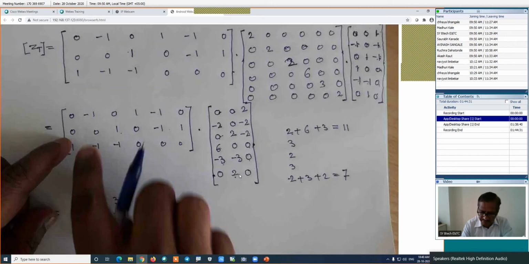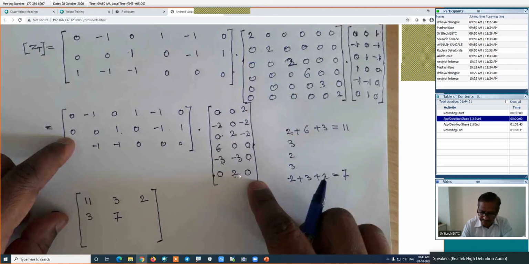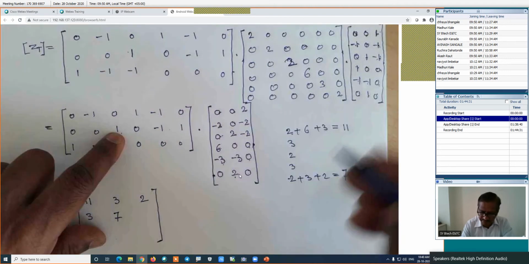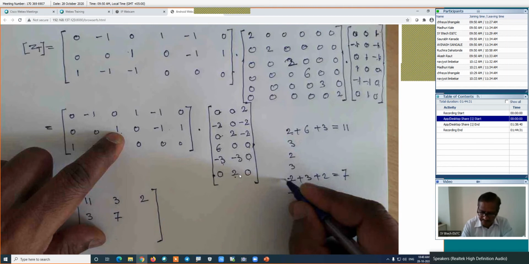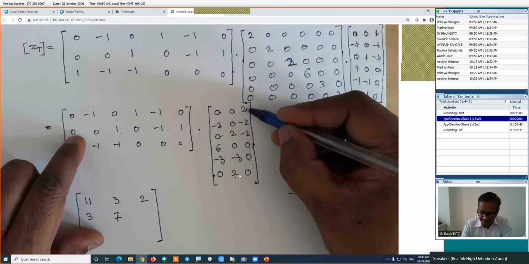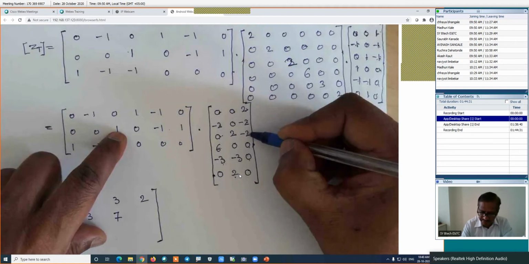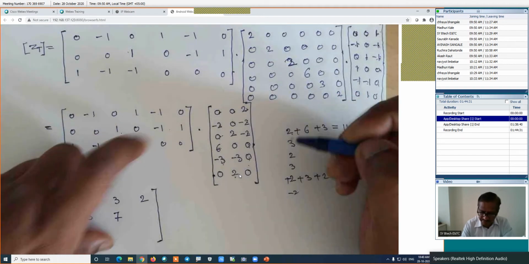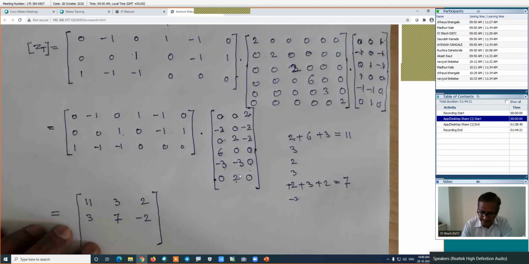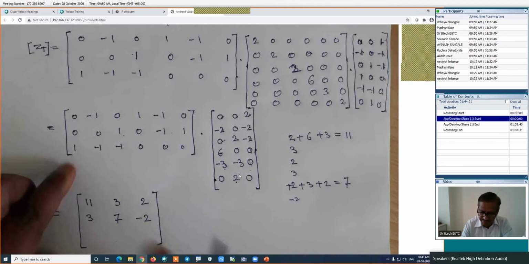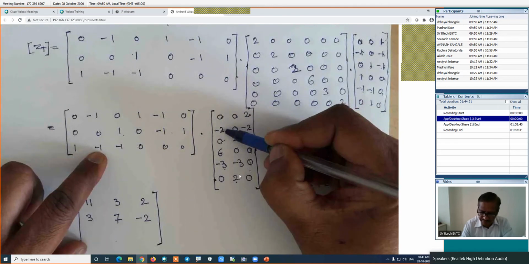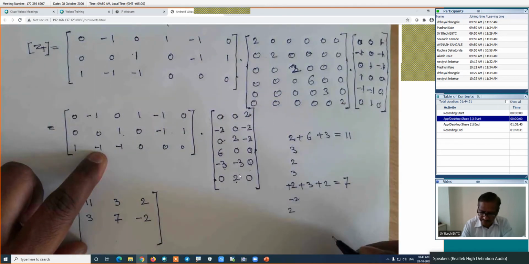Similarly, if we take the second row and the last column, 0, this is 0, this is minus 2, then 0, then 0, then 0. This element is minus 2. Is it right? Next, the last row, first column. This is minus into minus, that is a plus, plus 2. This value is plus 2.